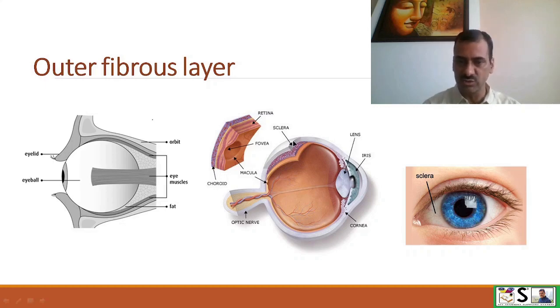So sclera is the outermost layer and it is white in color because it is made up of white connective tissue, that is fibrous tissue. Anteriorly it is transparent. From here to here it is transparent and known as cornea. So here we can see this white part is sclera and this is transparent rounded part, it is cornea. The place where both are attached, it is known as limbus.